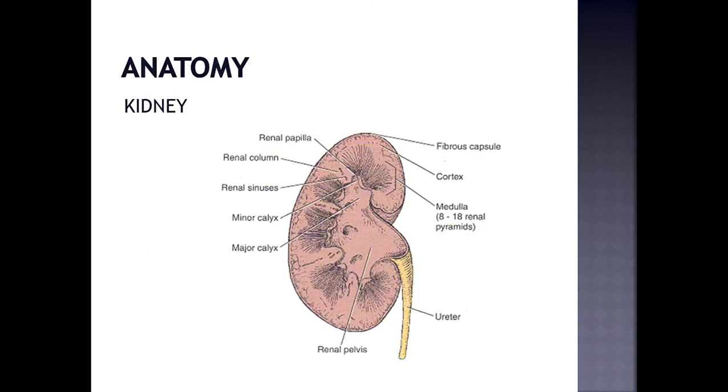So this is the kidney diagram comprising the cortex and the renal medulla. The medulla consists of approximately 8 to 18 renal pyramids, and these open into the minor calyx and then the major calyx, which open into the renal pelvis and then the ureter. In between the medulla, we can see the renal sinuses, comprising fat.